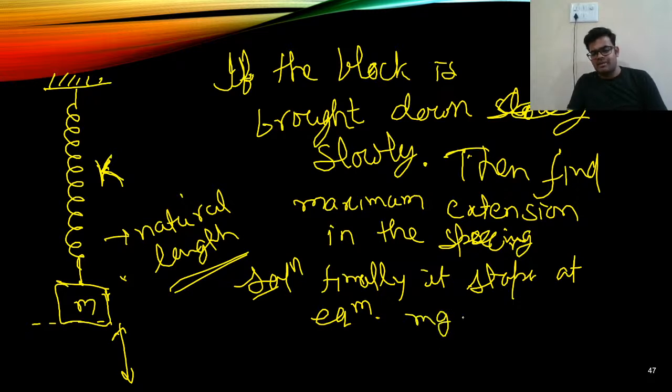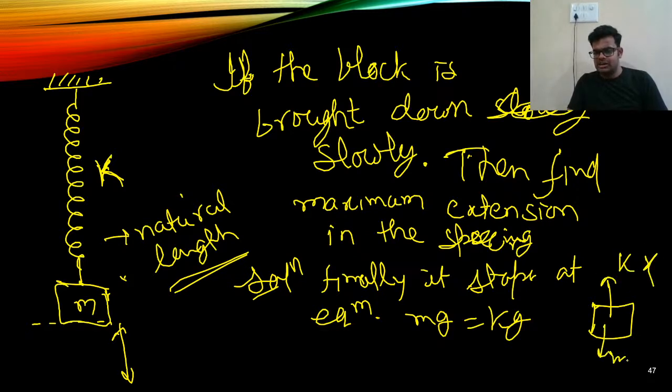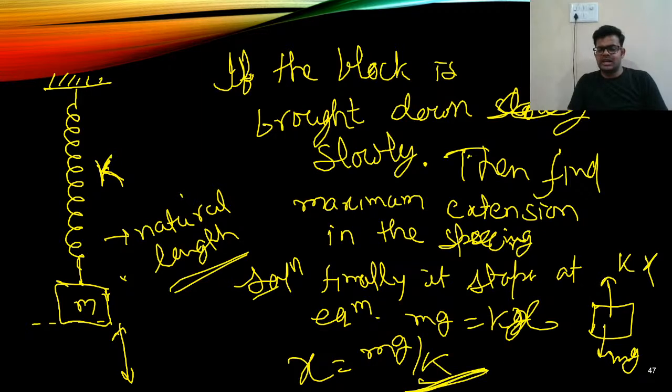So directly I will say mg is equal to kx, and now let us draw its free body diagram. At equilibrium, in this direction kx and in the downward direction mg. So this is k into x. The value of x is what? mg upon k. So my dear friends, you are getting the extension in the spring will be mg by k if the block is brought downward slowly. Very slowly I am bringing this block downward, then the extension in the spring will be mg by k. That's all.